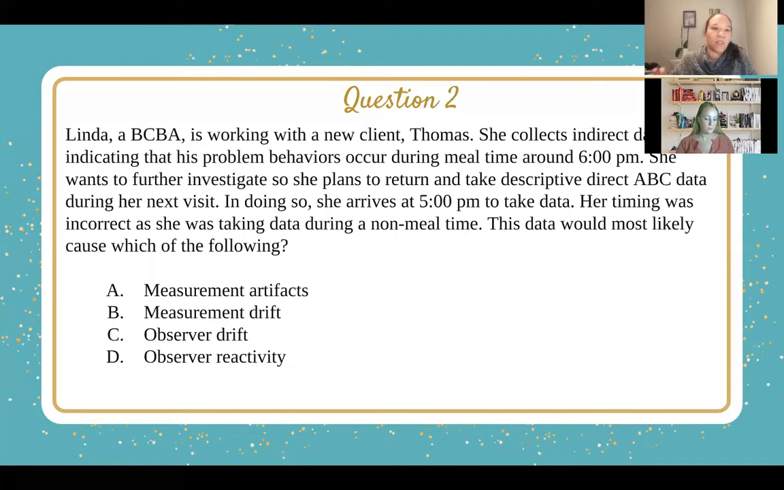So measurement drift is often associated with observer drift. This is the idea that you start measuring one behavior and you wind up changing the way in which you're doing that measurement, right? So that would be really more of an error in collecting data. And then observer reactivity is when a person changes their behavior because they know they're being watched and data is being taken. So that is not the answer either.